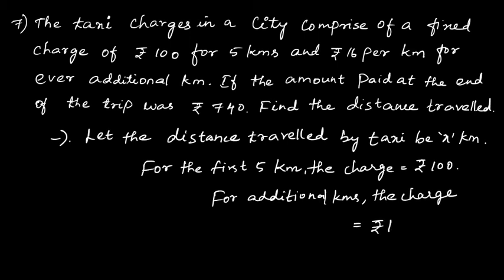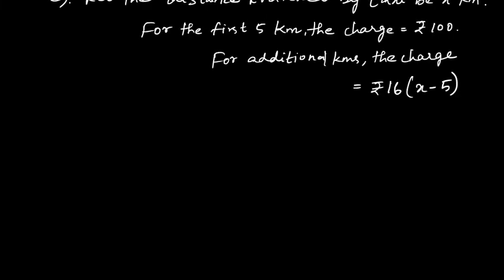it's 16 rupees per kilometer, and here you can't take the kilometer to be x, because x is the total kilometer, and for the first 5 kilometers already you have paid 100 rupees. So you have to subtract 5 kilometers from the total kilometer, that is x minus 5. So when you write it, for the first 5 kilometers they have paid 100 rupees, and after 5 kilometers they are paying 16 into x minus 5, and the total amount paid is 740 rupees.